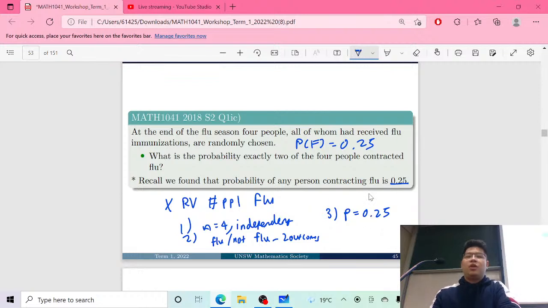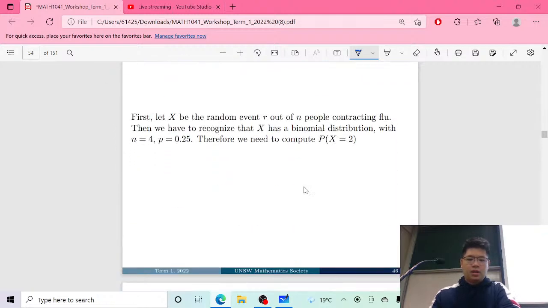So this makes the question and our lives a lot easier. You would just write out that x follows a binomial distribution with n equals 4 and p equals 0.25. This is how you characterize it here. And what the question asks us to compute is P(x = 2), because it's asking what is the probability that 2 out of 4 people contract the flu.